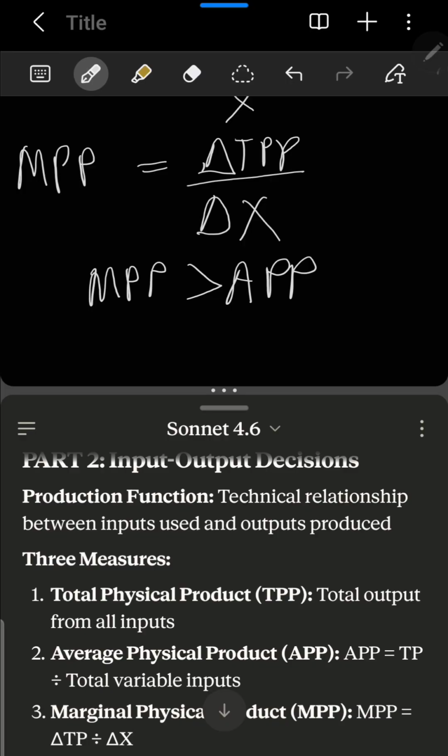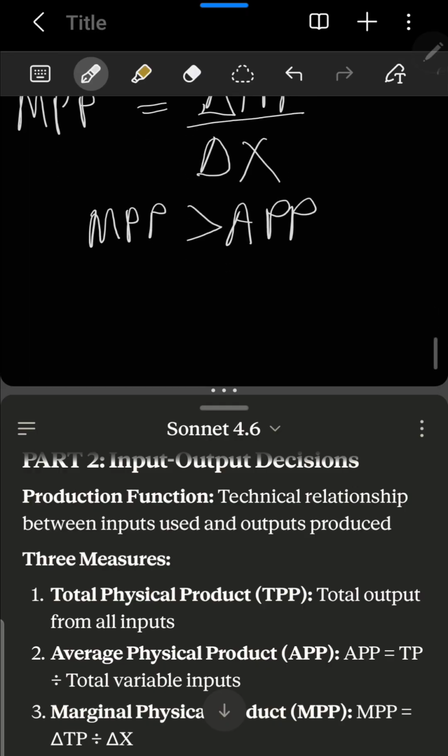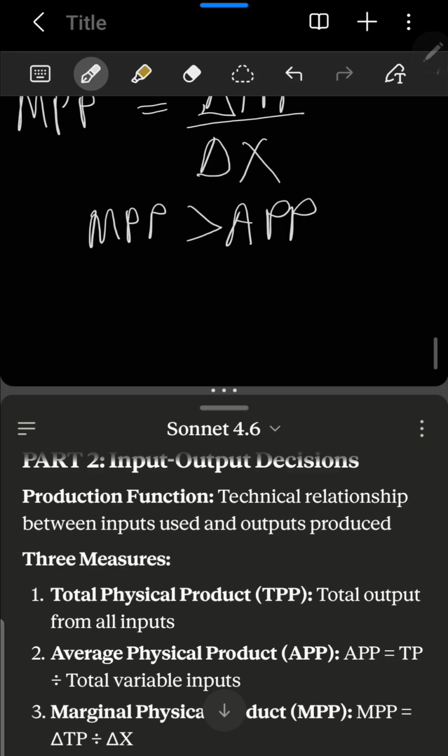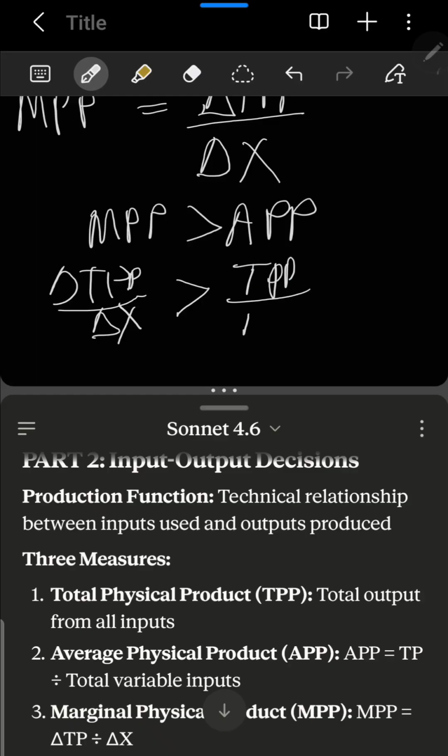In terms of returns, when the marginal physical product is greater than the average physical product, it means that if I add one more unit of input, I will get more than what I have been getting before on average. Does that statement make sense?